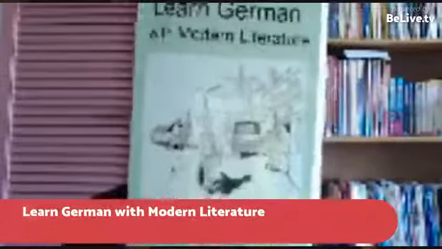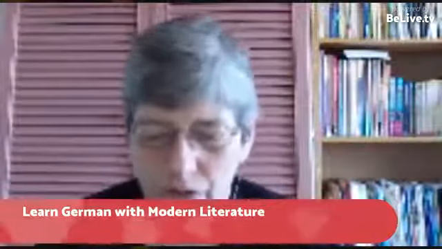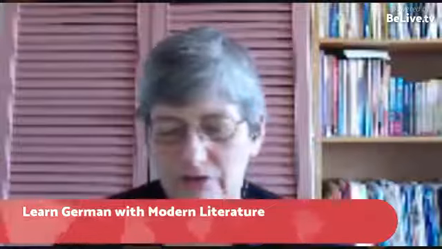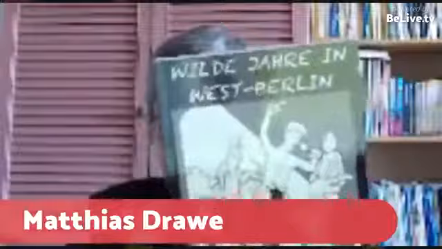That is the book. A little bit of background to the book. A German author called Matthias Drave has written a book about the time in West Berlin during the 1980s. And he wrote that in German. That was his, oh, where's the camera again? There's the German book, and it was called Wilde Jahre.